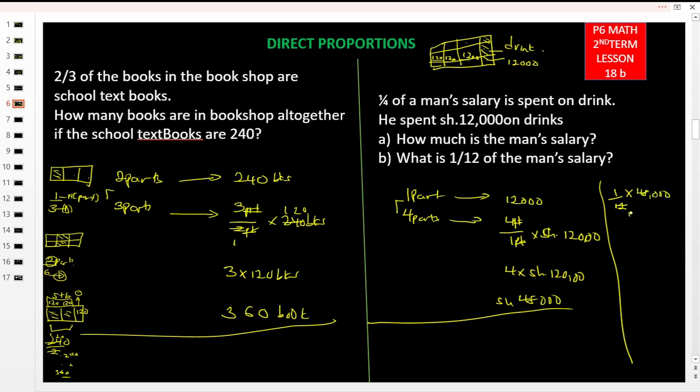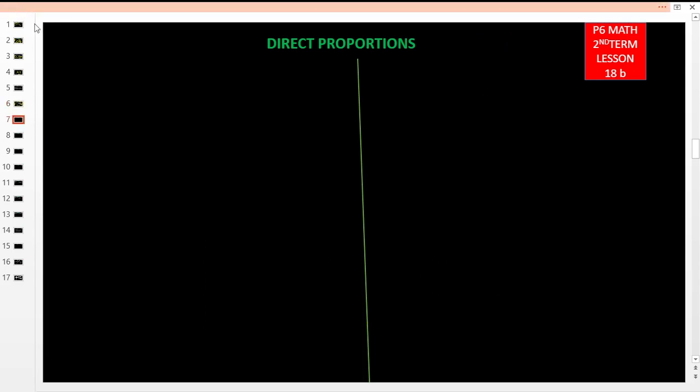80,000. So by 12, how many 12s are in 80? Then a 12th of the month's salary is going to be 4,000 shillings if the salary is divided into 12 equal parts. Alright, let us get other examples here.